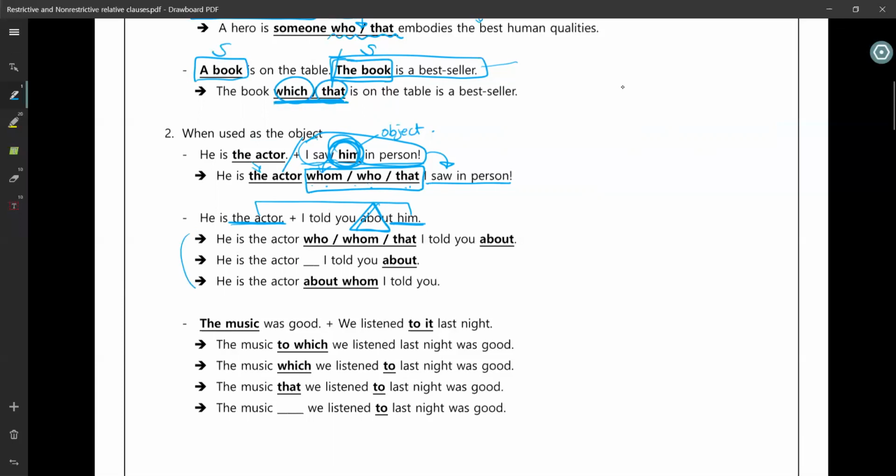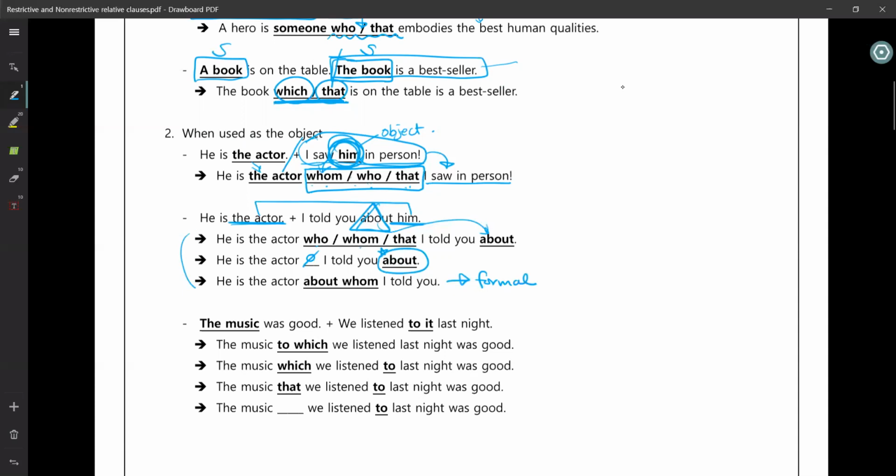Okay, first of all, you can say he's the actor, just like you just saw here. Who, whom, that. I told you about. So about goes next at the end. Or you can just decide to say nothing and say he's the actor I told you about. Remember, when you do this, don't forget to have 전치사 at the end. Don't drop it. There are many formal versions. This is a lot more formal version of the same sentence.